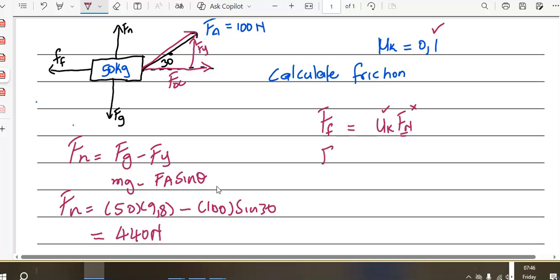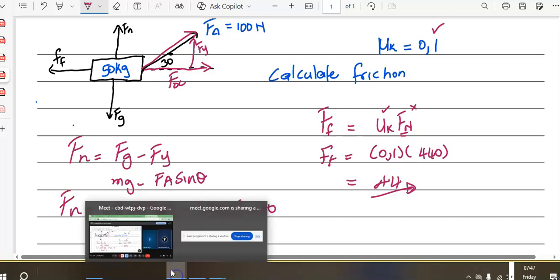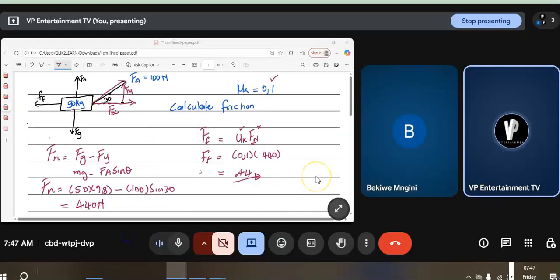So this will give us F to be equal to the coefficient of 0.1 multiplied by 440. Can you see how easy this question was? Which is going to be 44. 44. This proves our what? Our theory. Remember, the friction is always less than what? The applied force. And that's it. This is how you calculate the frictional force if it is pulled at an angle.